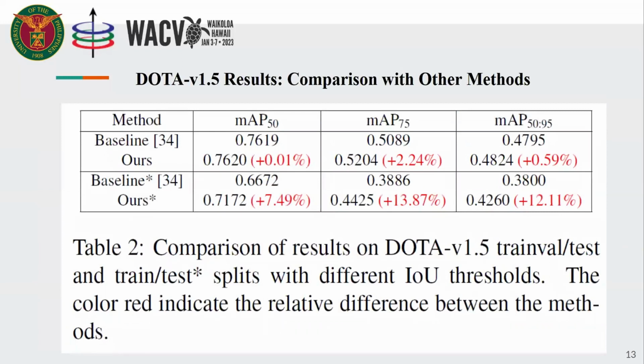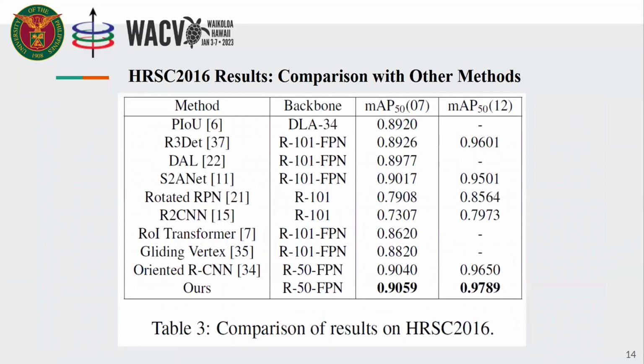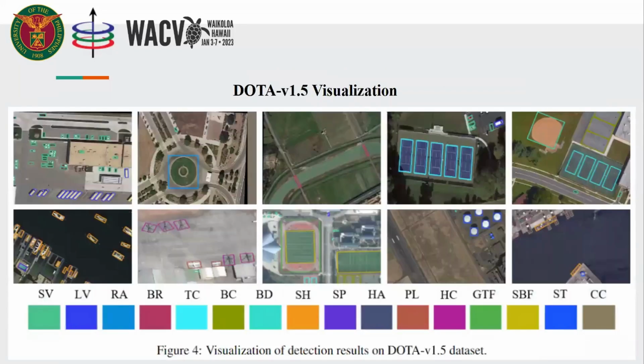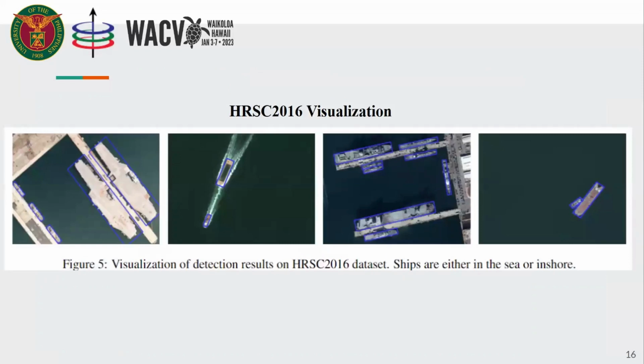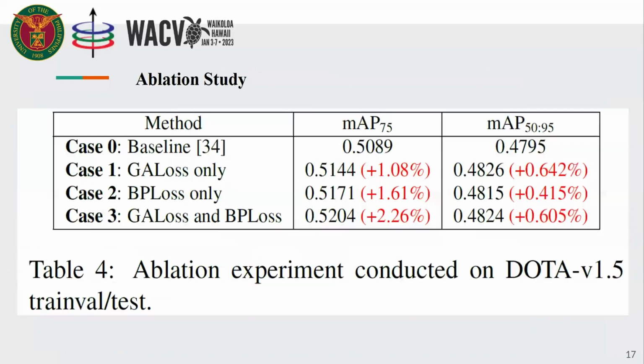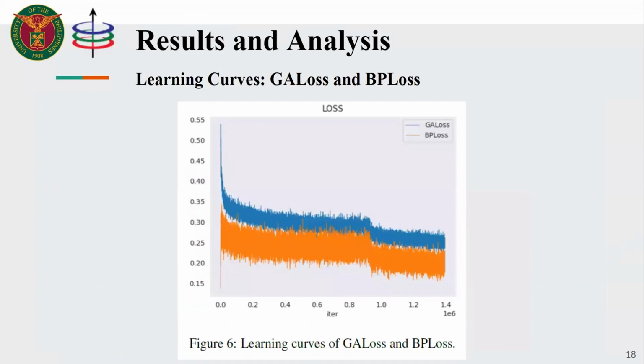Now in table 2, we showed that our method achieved a very high performance increase versus the baseline across mAP 75 and mAP 50 to 95 evaluation metrics. For HRSC 2016 dataset, our method obtained the highest performance. Now for visualization, figure 4 shows sample detection results on DOTA version 1.5 and figure 5 shows sample detection results on HRSC 2016. To evaluate the effectiveness of each loss function, we also conducted ablation experiments. And to show that our loss functions learned during training, we plotted the learning curves.